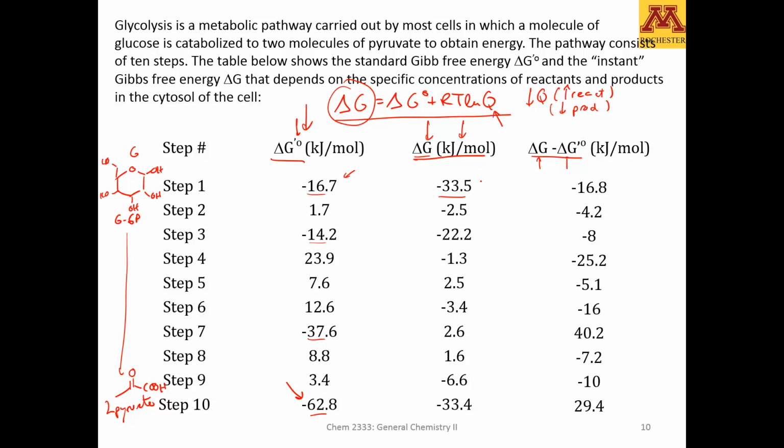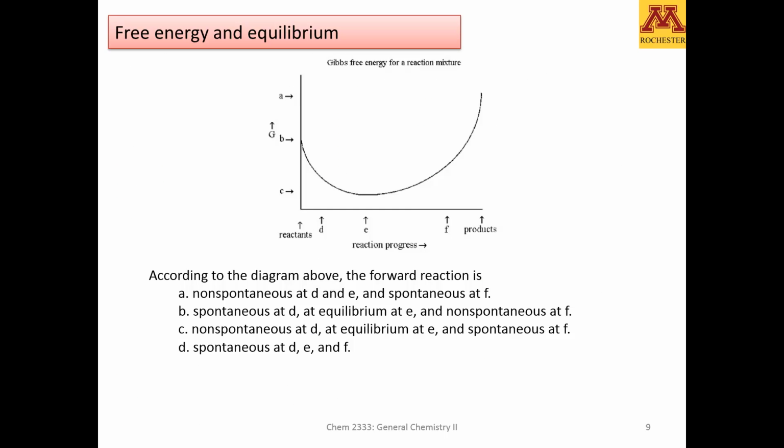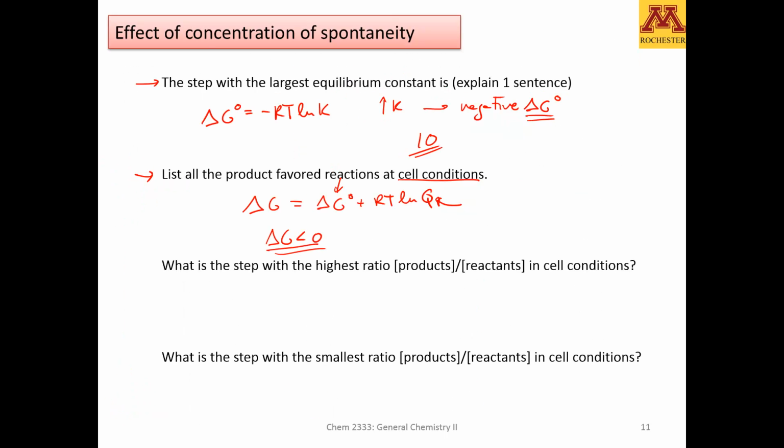Definitely step 1, step 2, step 3, 4, this one 2, this one 2. So all but 5, 7, and 8. The rest are, to more or less extent, product favored reactions.